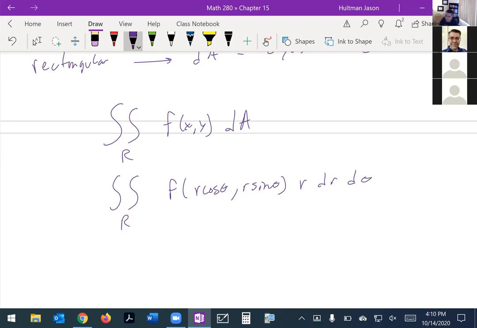Boom. Where r is going to be a function of theta, from r1 of theta to r2 of theta, and then theta is going to go from alpha to beta, just like we did in rectangular coordinates. And this is not a 0 again, this is theta. I don't know why I keep doing that. So this is r1 of theta to r2 of theta.